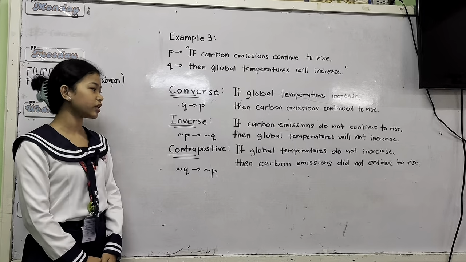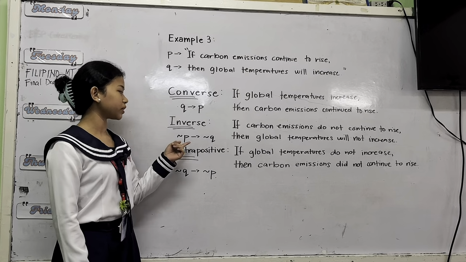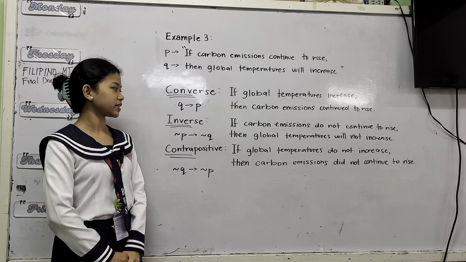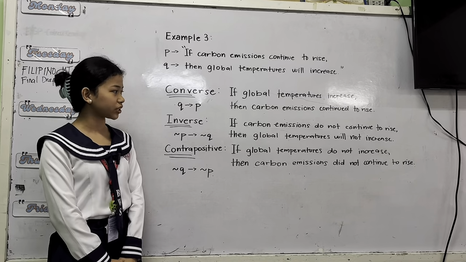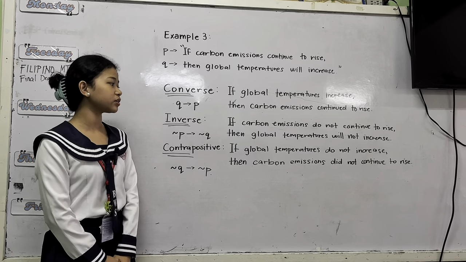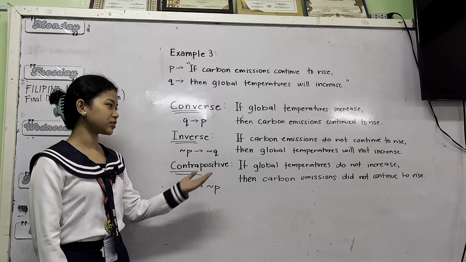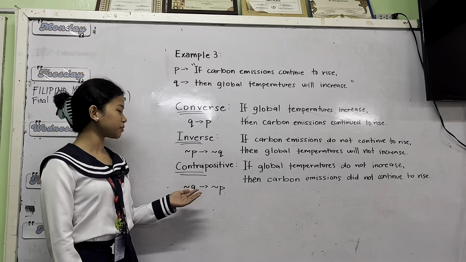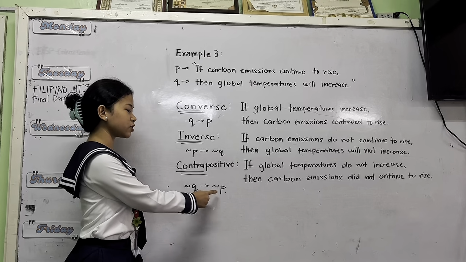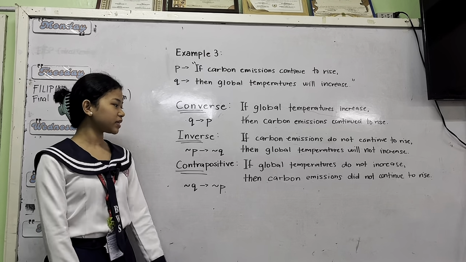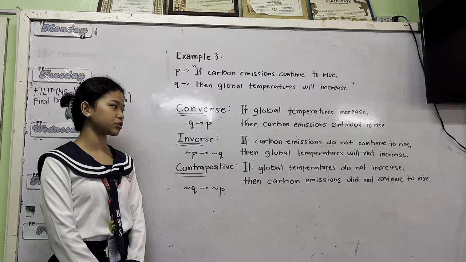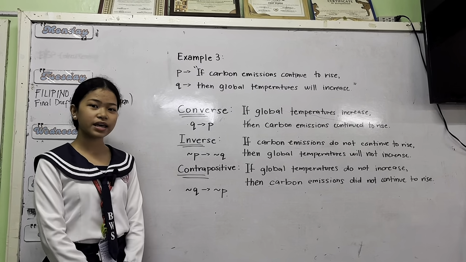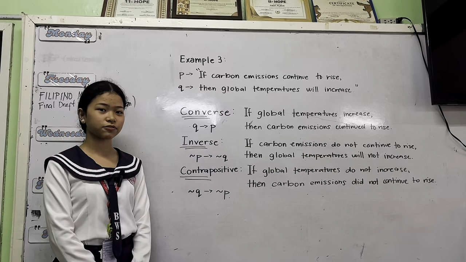Now let's proceed to the inverse, where not P implies not Q. If carbon emissions do not continue to rise, then global temperatures will not increase. That is our inverse statement. Now let's proceed to the contrapositive statement, where not Q implies not P. If global temperatures do not increase, then carbon emissions do not continue to rise. That is our contrapositive statement.